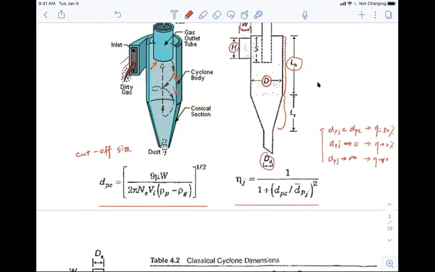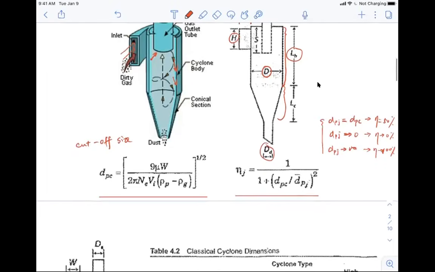goes to 100%, okay? So the reason is that, you see, when dpj goes to infinity, then this term here goes to 0, right? 1 plus 0, that's 1, and 1 divided by 1, that's 1, right? 100%. So basically, this is the equation that allows us to calculate the efficiency at any different size.